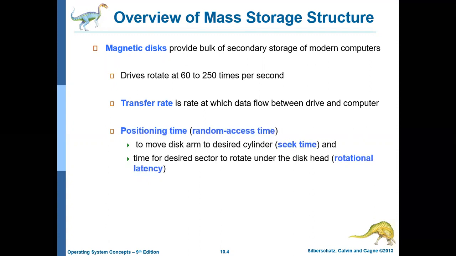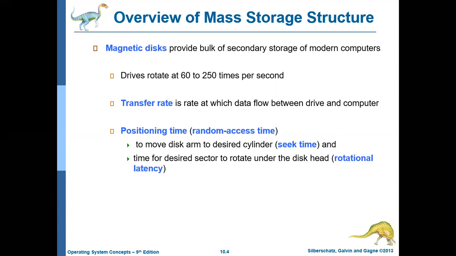It is otherwise called random access time. The positioning time or the random access time consists of two things. It includes seek time and rotational latency. Seek time is defined as the time required to move the disk arm to a particular cylinder.